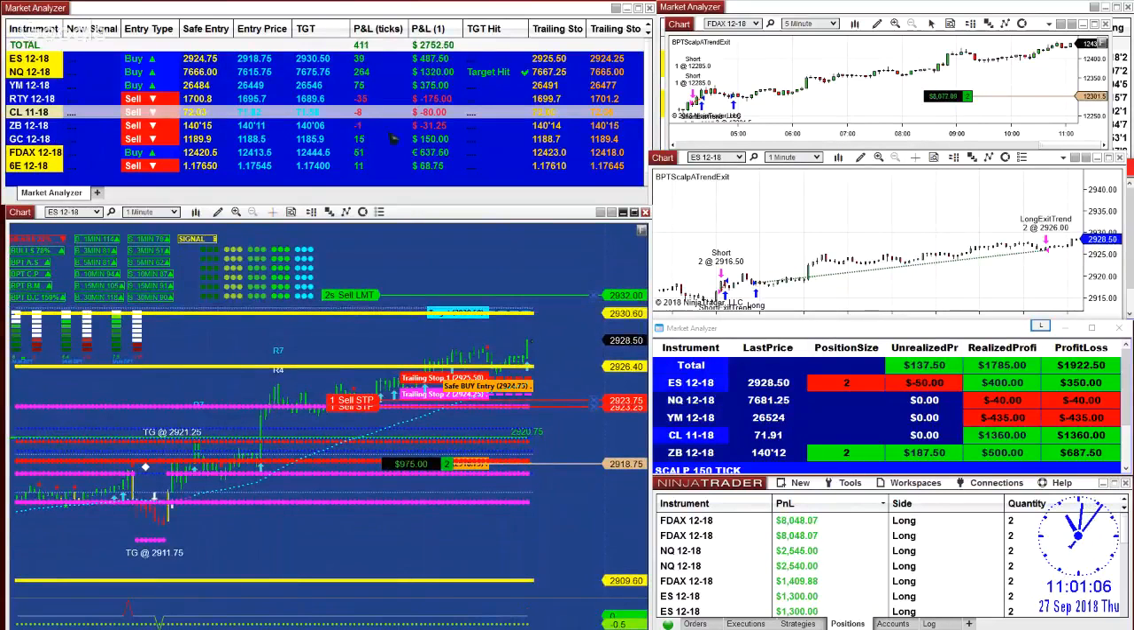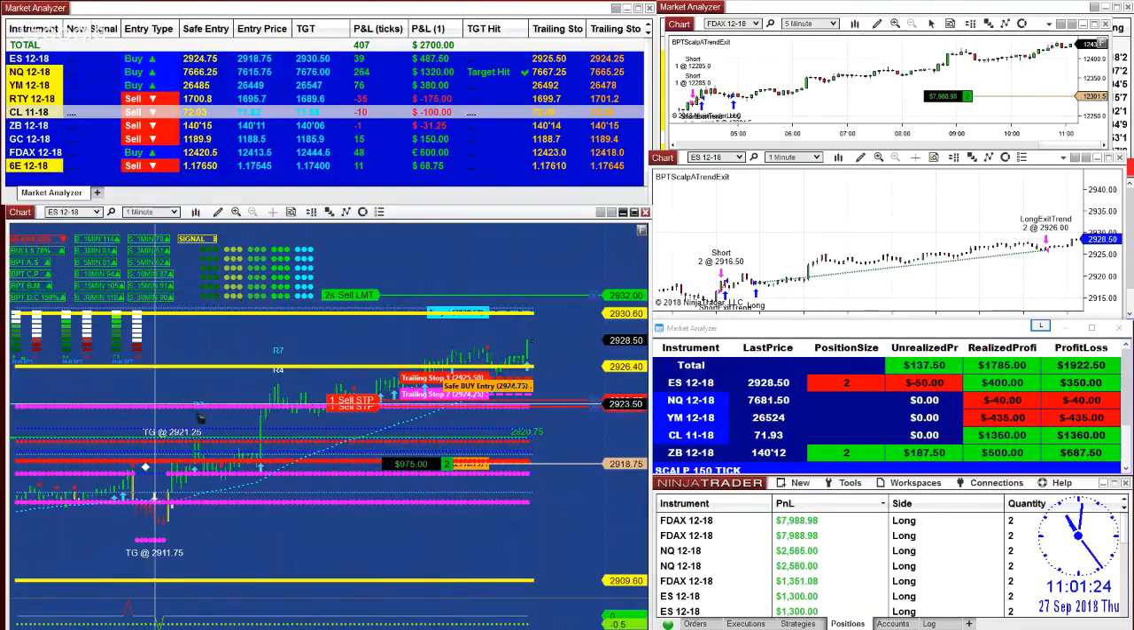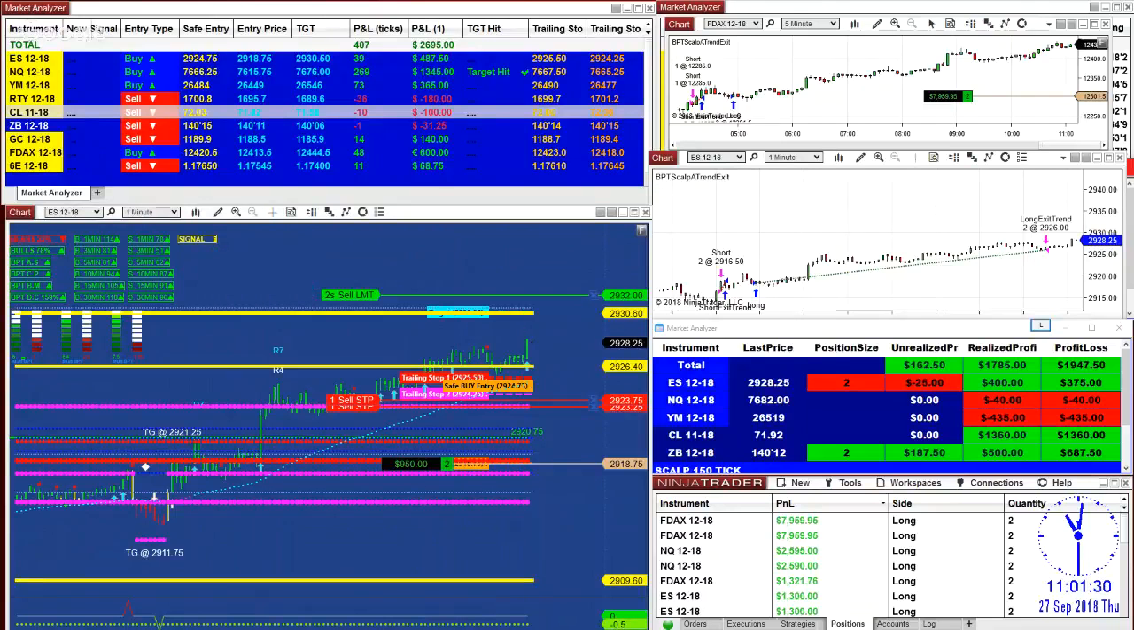The target is 29.30.75. There is nothing left in it. We are 400 ticks on the market analyzer based on the last entry signal. In total, 400 ticks.